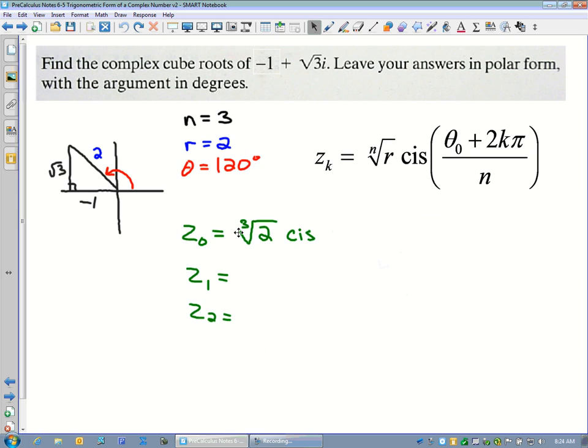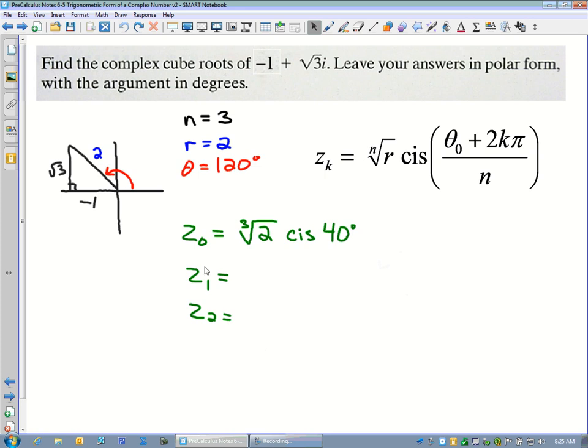But also notice this is our first one. Our initial root is when k equals 0. So if I plug 0 in here, this goes away. I don't even have to worry about it. And I simply have 120 over 3, which is 40 degrees.